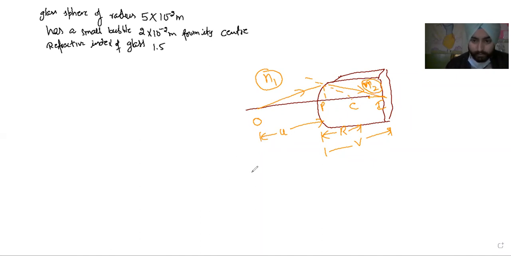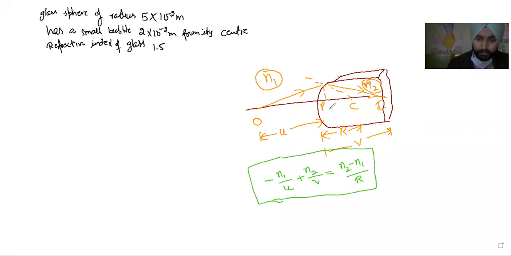So now for this we have an equation, and that equation is minus N1 by U plus N2 by V equals N2 minus N1 by R. This is your main equation that you have to remember in order to calculate or solve any kind of question which is related to spherical surfaces. Is this clear to everyone?